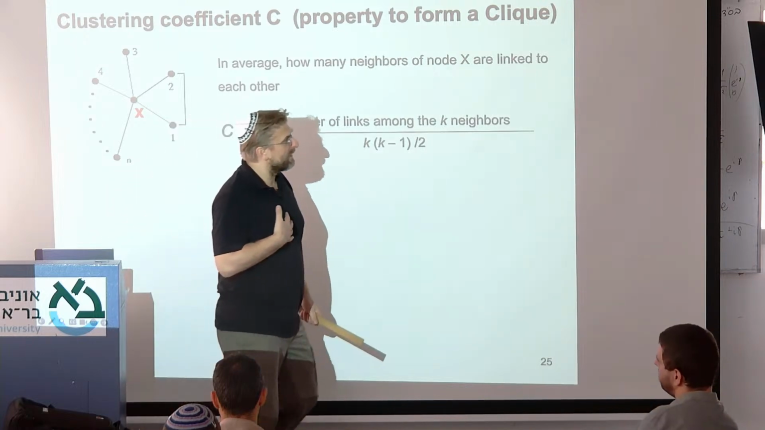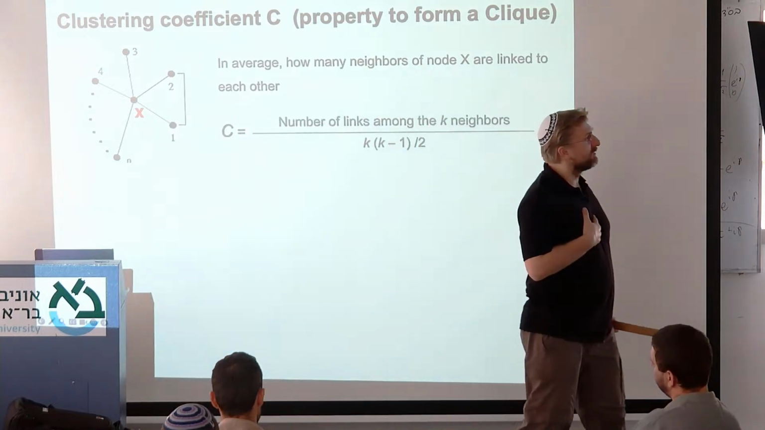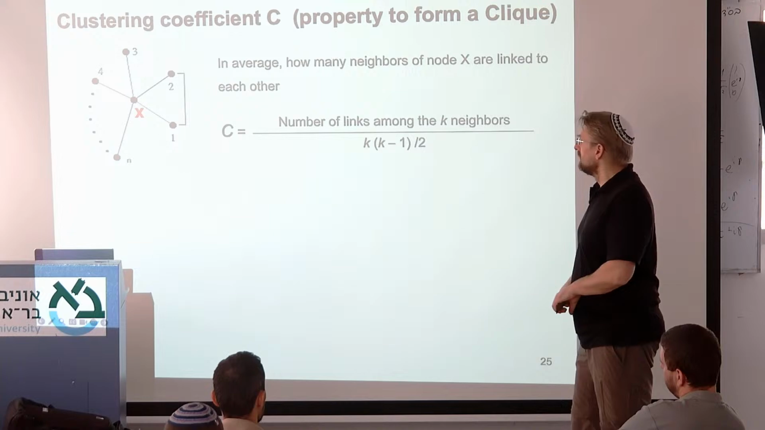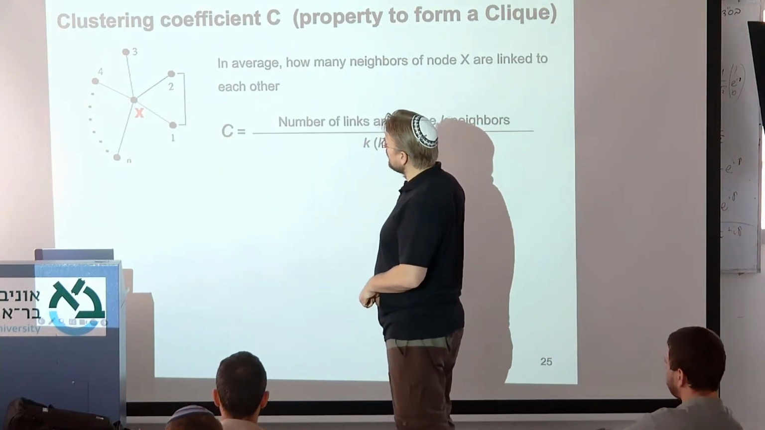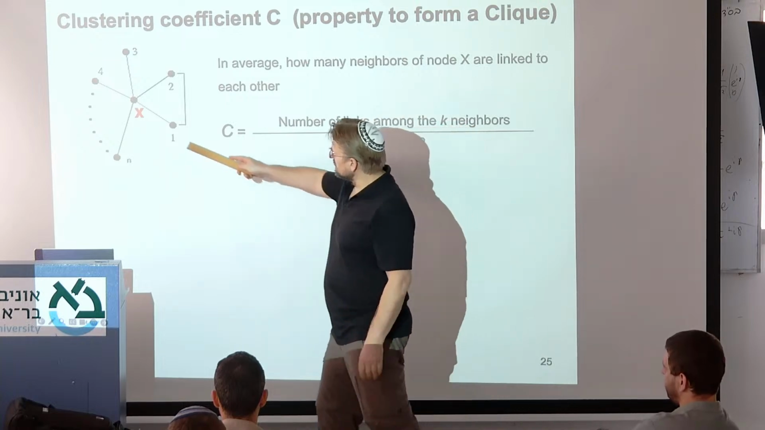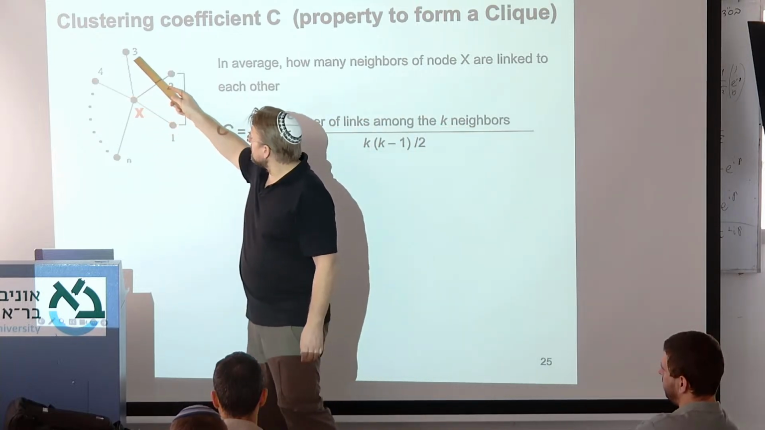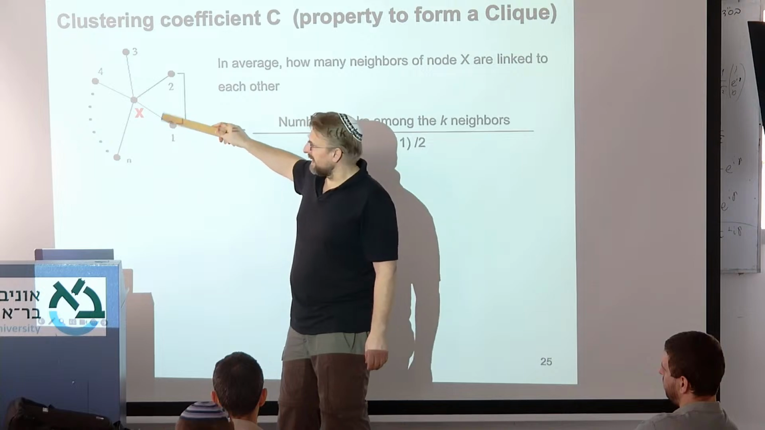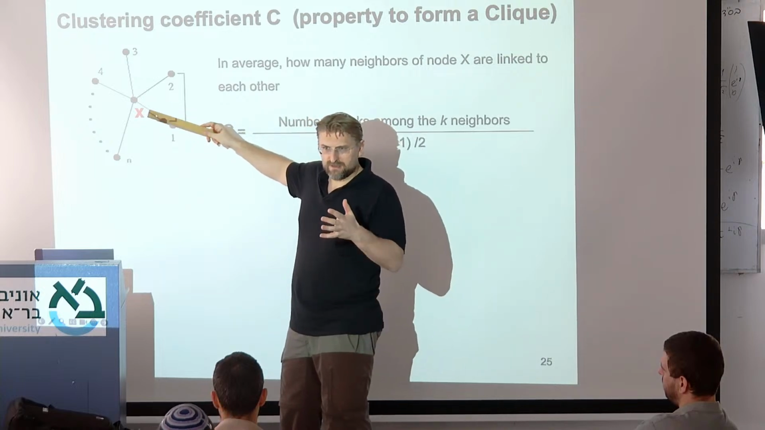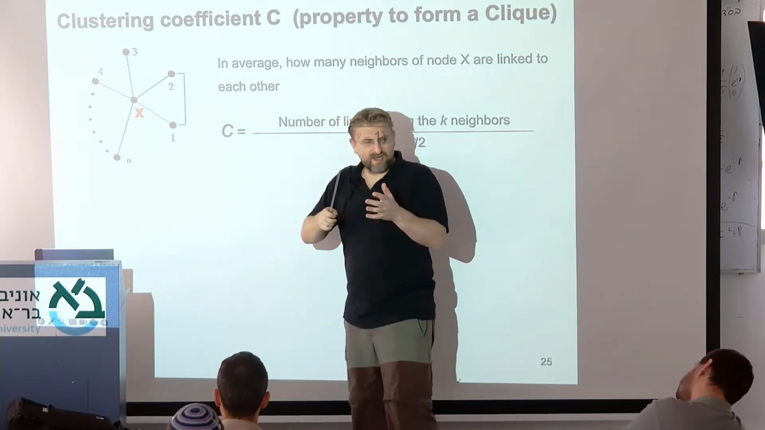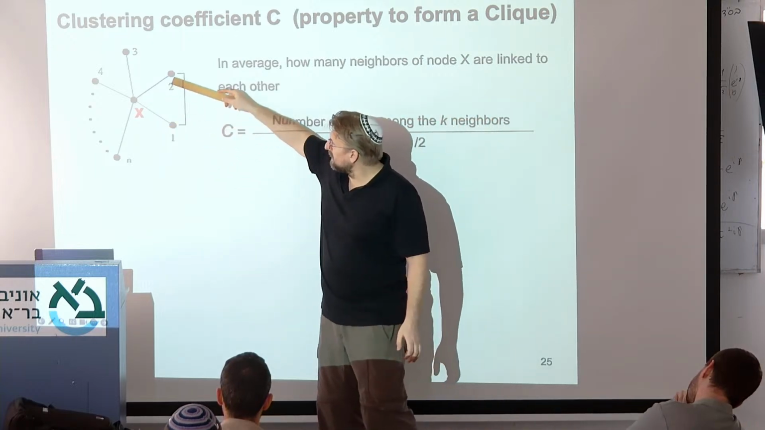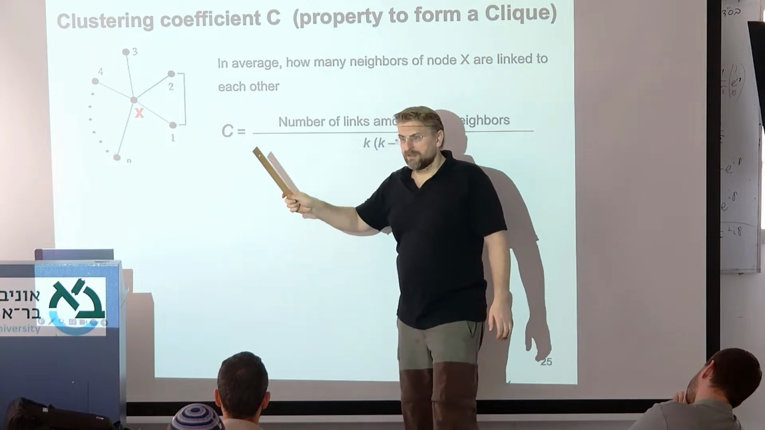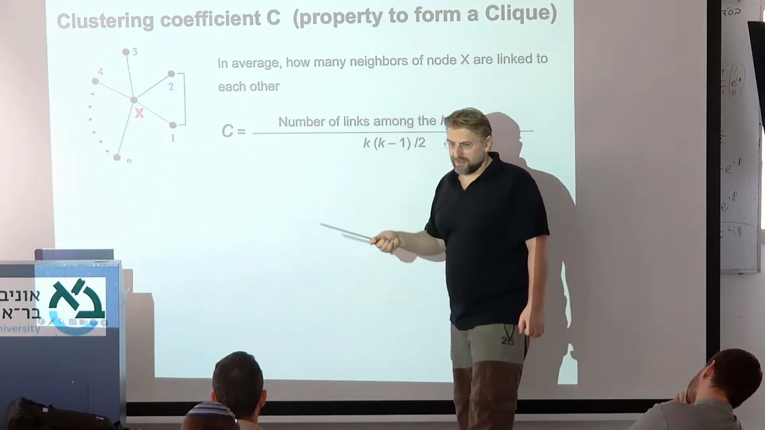Another important parameter is the clustering coefficient. Okay, so it means, how many of your friends, so this is you, and these are your friends, right? And how many of your friends are also friends, I mean, maybe were friends before they knew you, like 1 and 2, right? They are also linked. And then you can calculate a clustering coefficient.